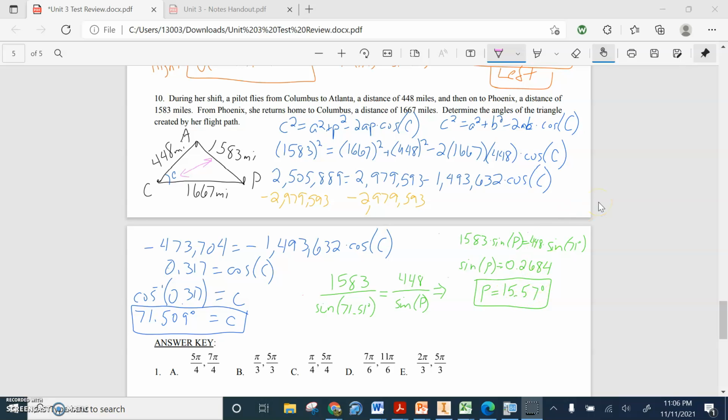The last thing we can do is use the idea that angle A is really 180 degrees minus the other two angles, minus 71.51 minus 15.57. When you run your math and all of your numbers, you find that that angle is 92.92 degrees. We have answered all three boxes, blue, green, and magenta. We've answered the determining of the angles of the triangle.